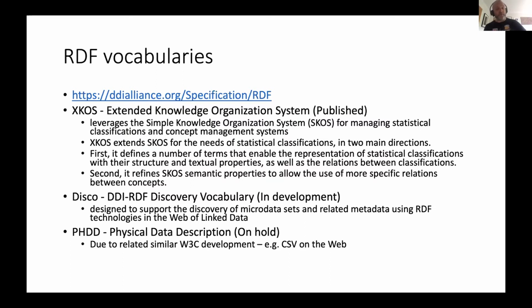We have a vocabulary called DISCO, which is for discovery metadata, taking a subset of the DDI collection to support discovery through linked open data principles. We also had a third RDF vocabulary in development, the physical data description, but we put that on hold because in work we've done in collaboration with folks, often working with W3C and other linked open data groups, we found that things like CSV on the Web were probably going to overtake that, and we've invested our efforts in looking at how we connect into those instead.